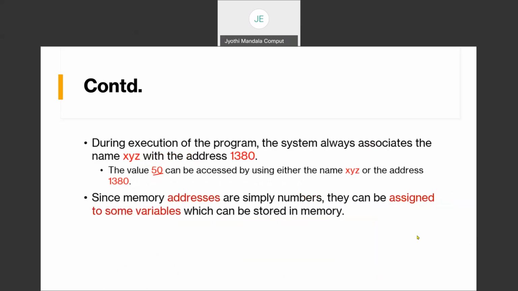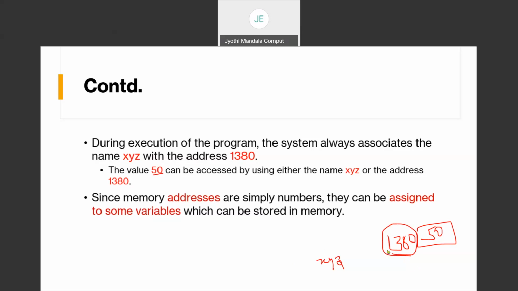Whatever 50 you have allocated, like this we have allocated 50, and 1380 we have allocated, right? Whenever you want to get this value of 50, that value can be directly accessed by using the name XYZ, or else that value can also be accessed by using its address. What is the address? 1380.